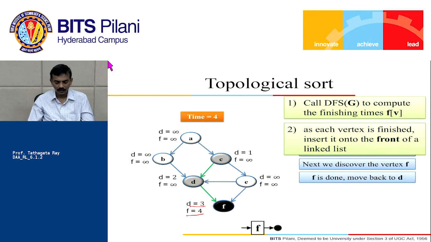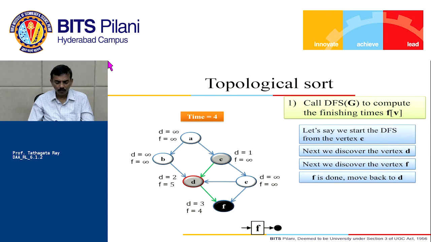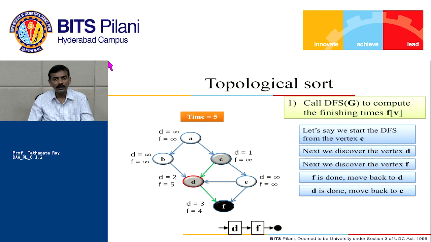Then from F you go back to D and try to find an undiscovered neighbor of D. Well, there are none. So we are done here, and at time equal to 5 we are finished with vertex D. You mark that as black and put D into the front of your linked list. So D has been marked black, and node D is inserted in the front of this linked list.